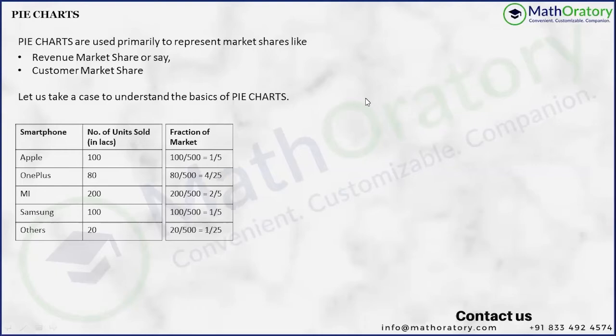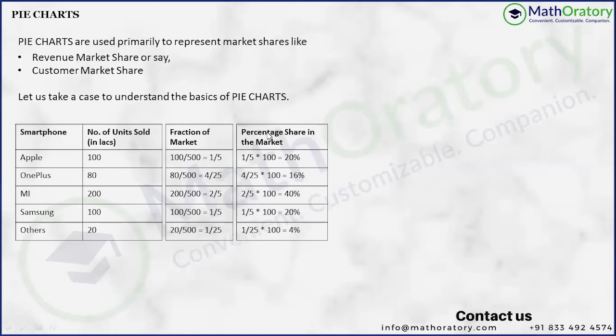Clear? Once we have that, for individual companies we first figure out the fraction of the market that they hold. For example, Apple is 100 units out of 500. It's very simple. When I add all these fractions, I am going to have 1, which is the whole, the total market or total number of units sold. Once I have these fractions, I simply convert them into percentages, which is the percentage share in the market.